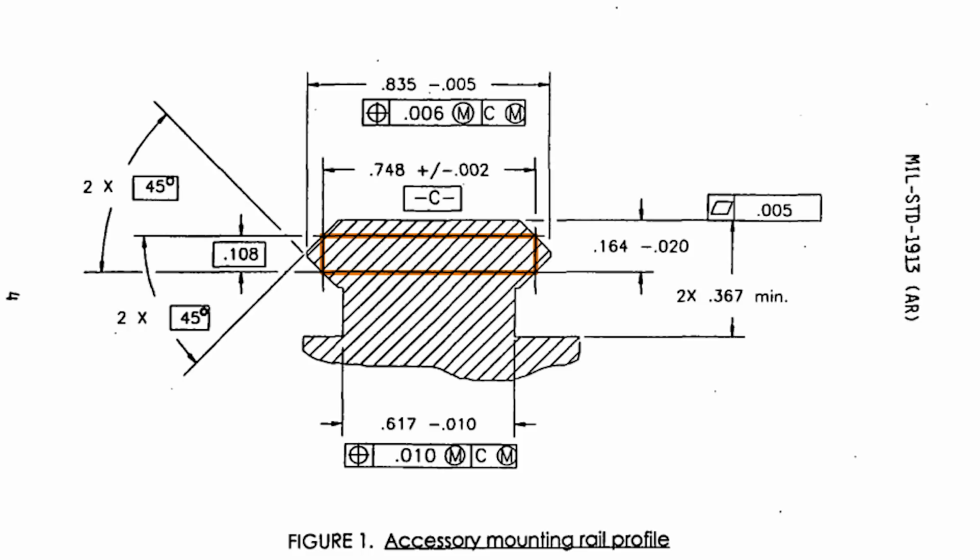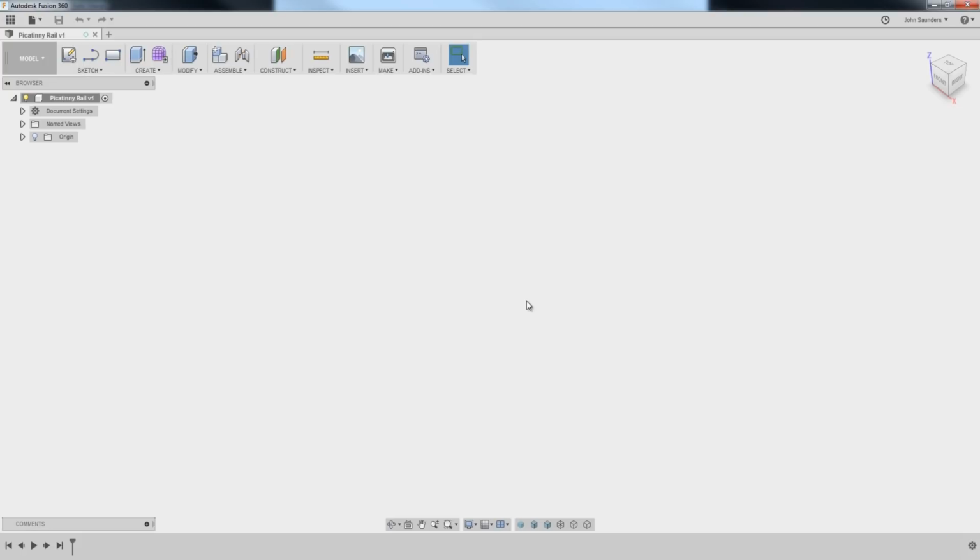So let's dive in. One of the great things about being able to do this is there's so many bad CAD models out there of Picatinny rails. So being able to go back to the standard and the specification feels really good.